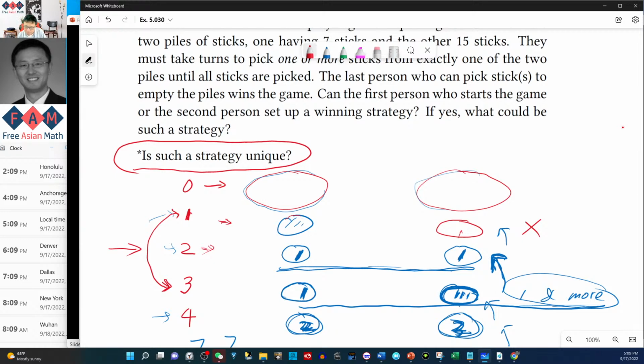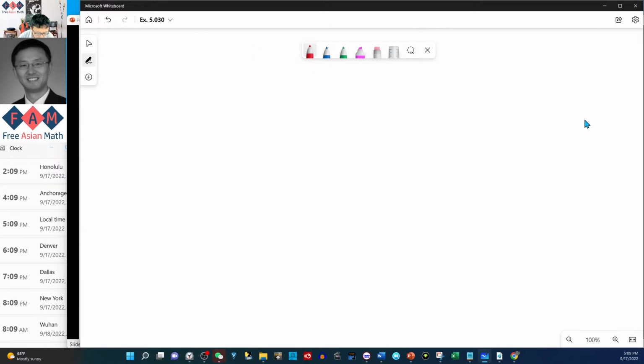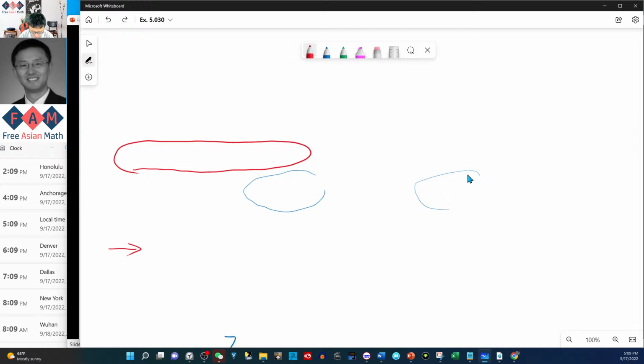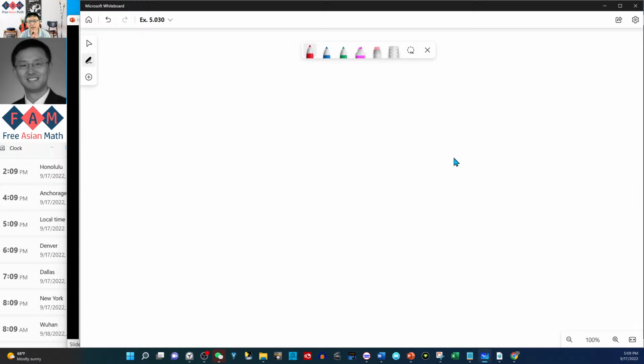Why? Well, we can use one of the greatest techniques in mathematics. We call that contradiction. Oops. Sorry, I should not clean up everything here. Okay, that's fine. So let's just consider what happens if you have any other winning strategy. Initially, we have 7 and 15. Let's assume you have another strategy that guarantees you win, and that's different from our strategy.